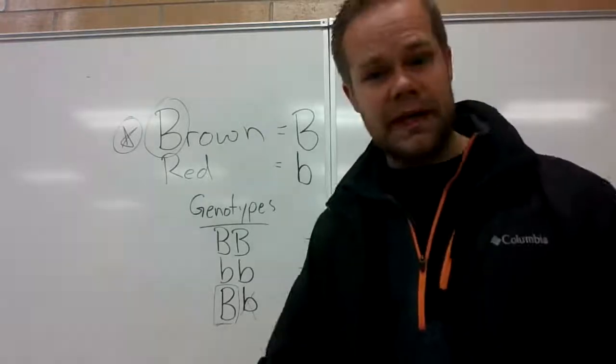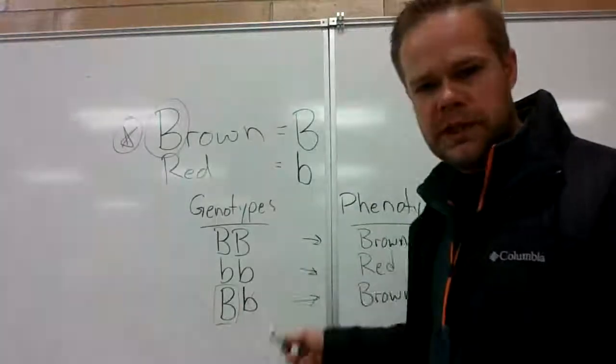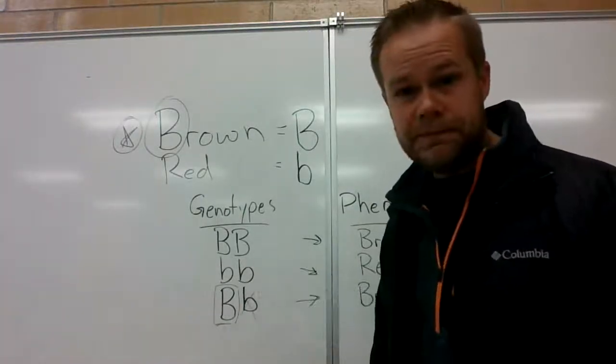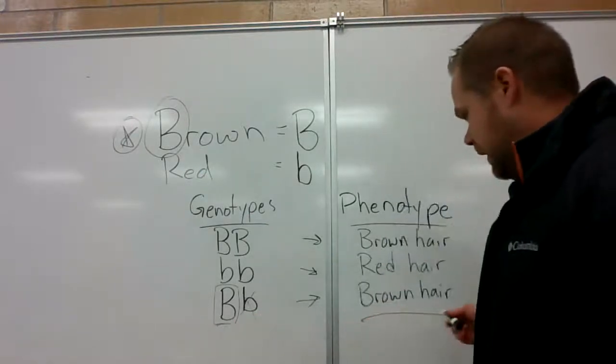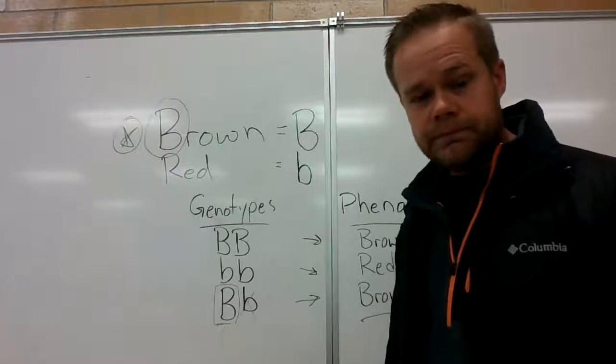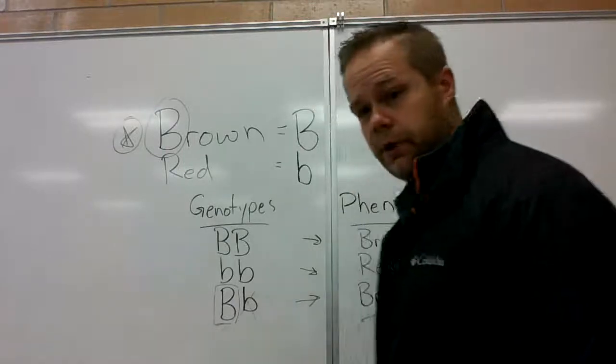Now, can you get mixtures? Yes, but that's a different process. So we'll just keep it with dominant recessive for now. So this one is dominant, and so you still have brown hair. All right? That's how you write a gene.